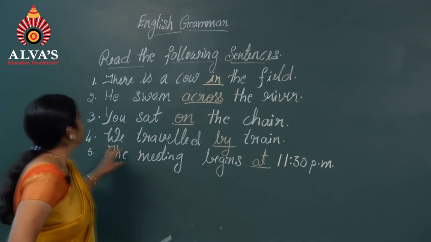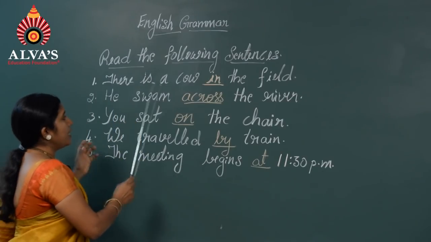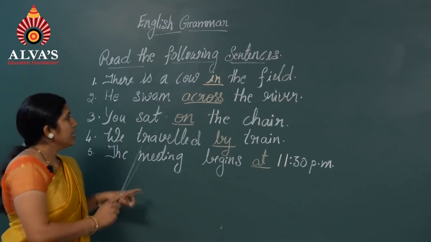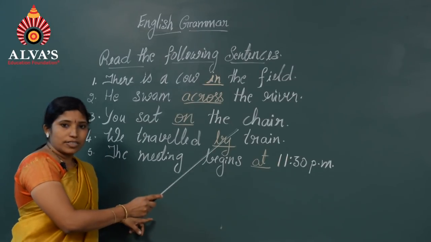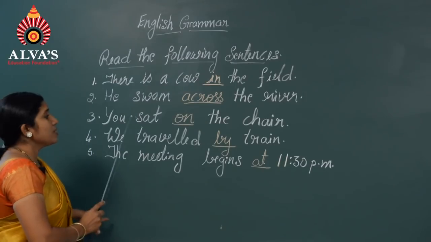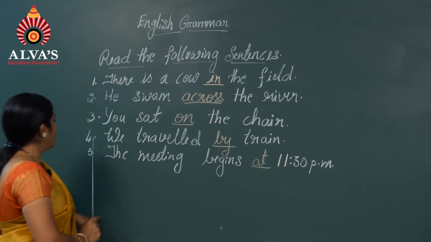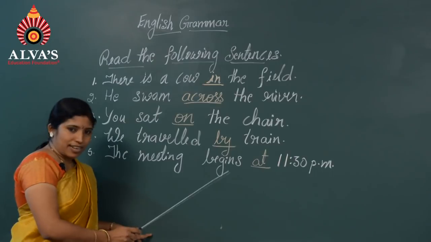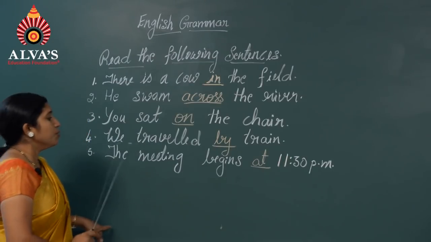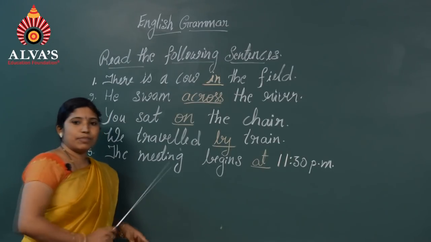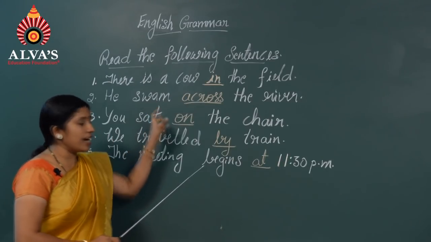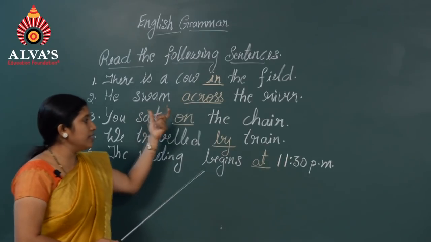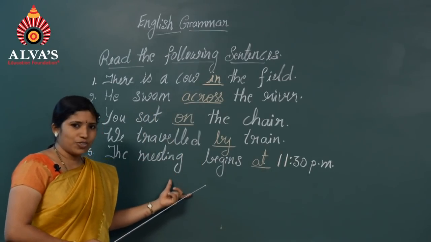Number 1, there is a cow in the field. Number 2, he swam across the river. Number 3, you sat on the chair. Number 4, we traveled by train. Number 5, the meeting begins at 11:30 p.m. You have noticed the words which are underlined or which are colored orange, haven't you?